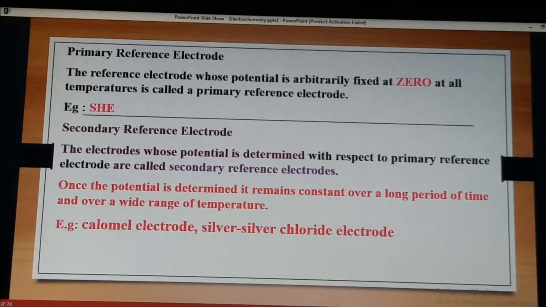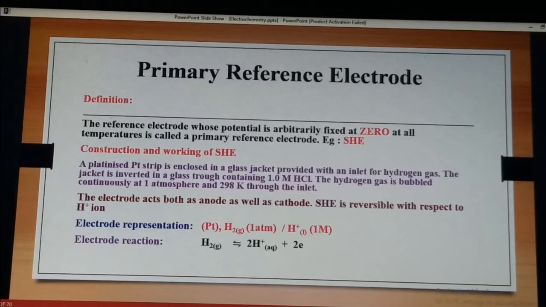So now let us discuss the primary reference electrode in detail. As I have already told, the primary reference electrode is one whose potential is arbitrarily fixed at 0. And the example of it is standard hydrogen electrode. So how to construct SHE? It's very simple to construct.